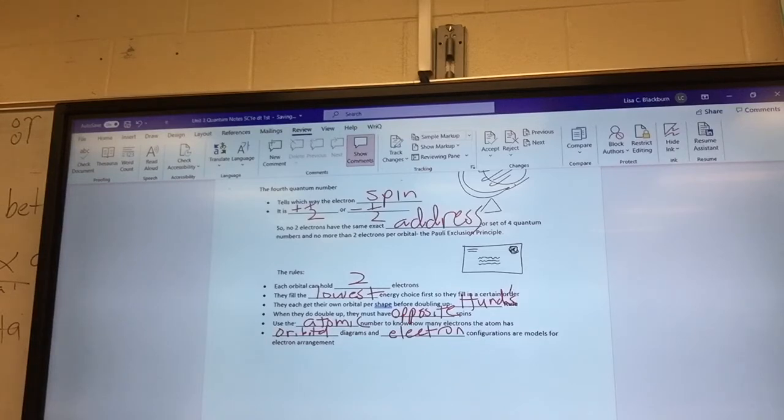Wash your hands and get a towel to pour your M&Ms out on. Did one group not get their M&Ms? I've got one cup left. Any group not get your cup of M&Ms?